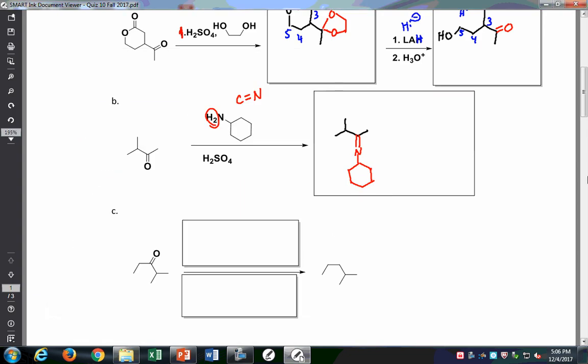Of course, you do have a lone pair there. And it should be bent. I didn't really draw it the right way. I'm supposed to draw that nitrogen as bent. There we go.